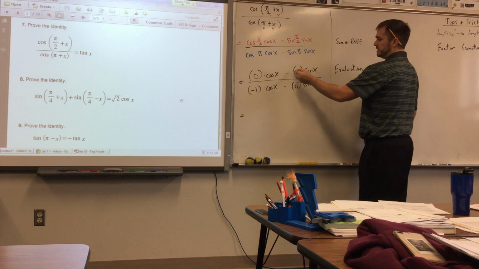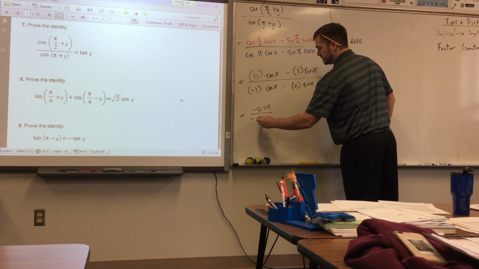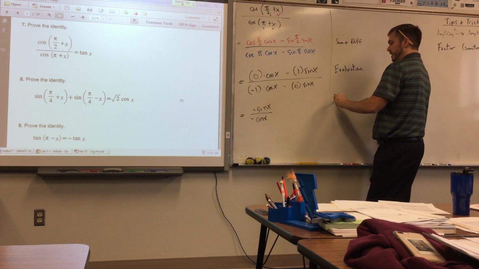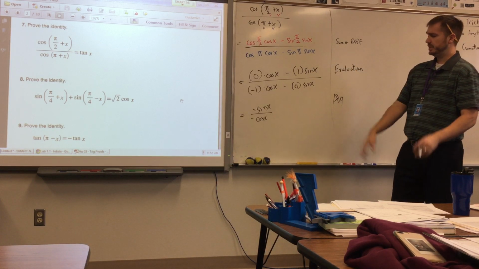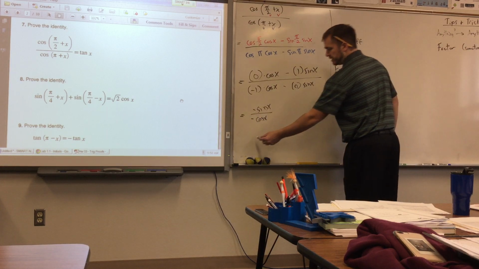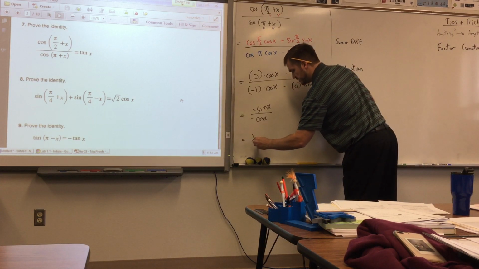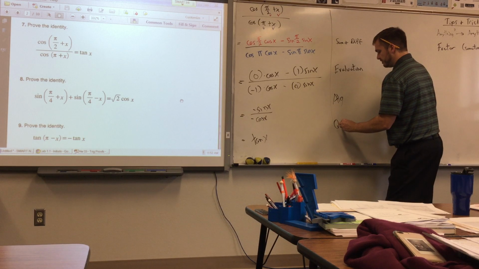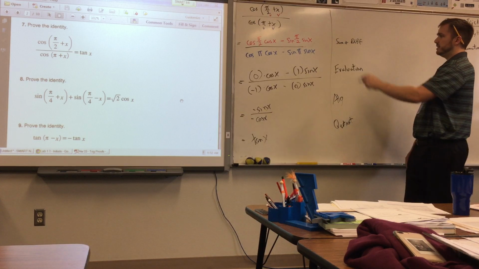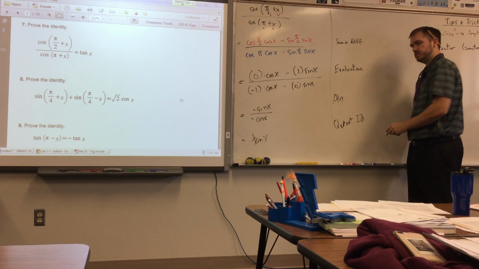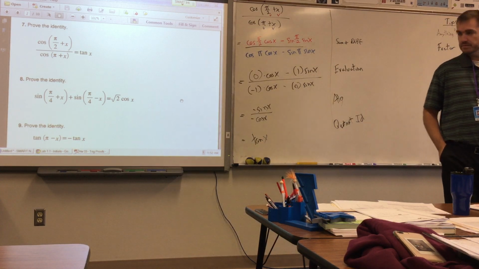So 0 times cosine, that's gone. So this is just going to be a minus sine x minus cosine x minus 0. So multiplying stuff like that, that's algebra apparently. I would say that's evaluation too, but whatever. Negative over negative, they cancel out. Sine over cosine is tangent. Back to tangent.